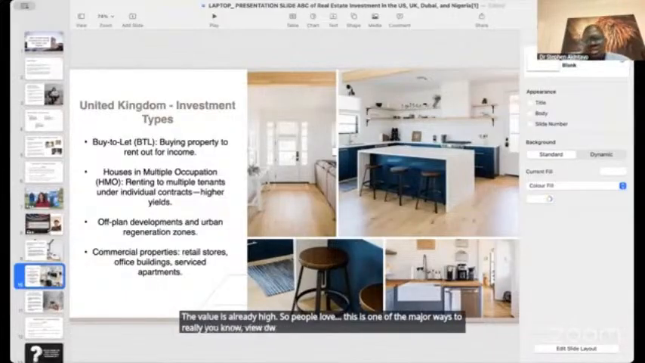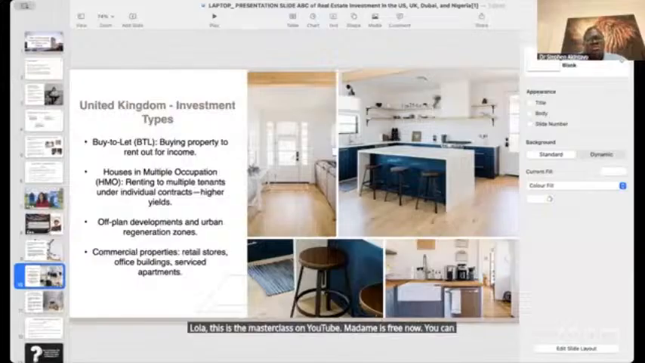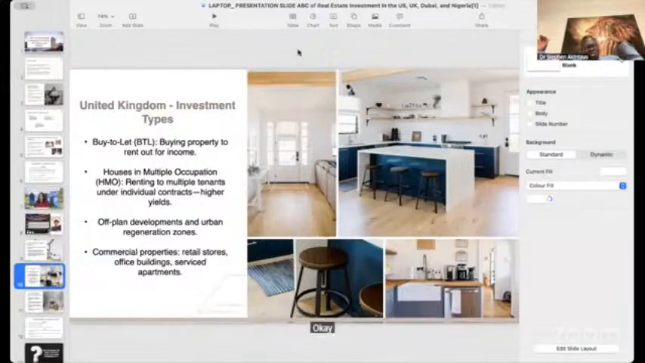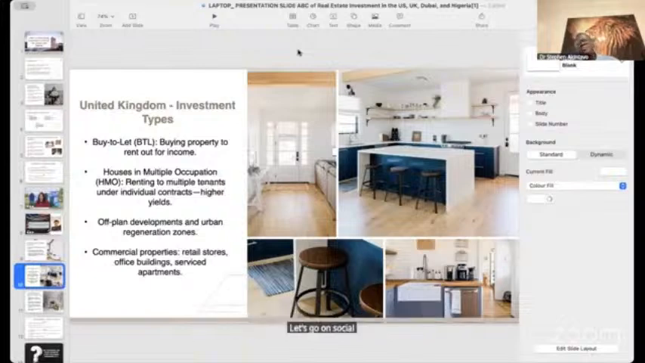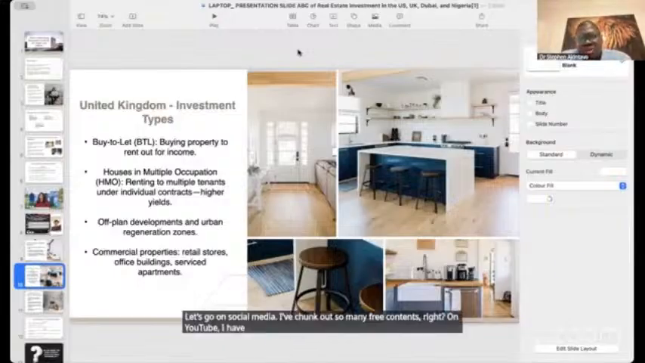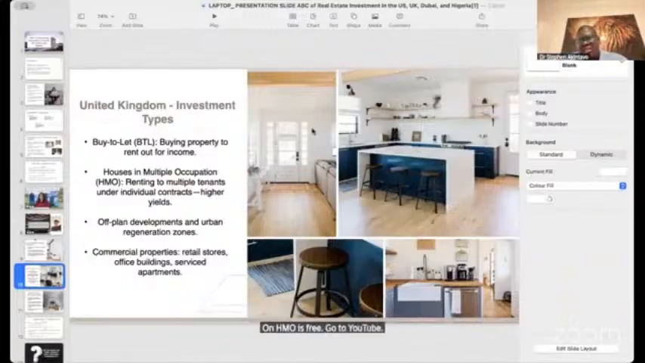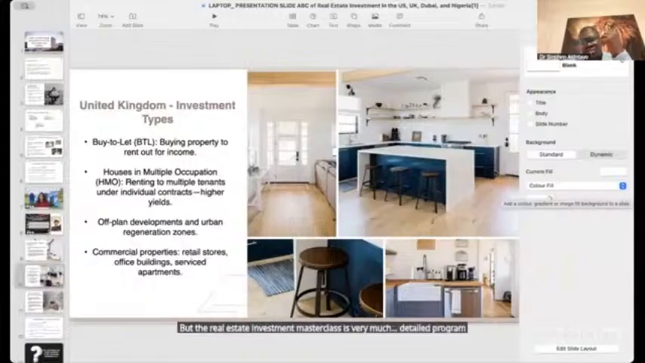Lolade says the masterclass on YouTube, madam, is free now. You can't expect every course I do to be free. It can't be on YouTube because it's a paid class. That's one of the things that frustrates me a bit with my followers, particularly on social media. I've chunked out so many free contents. On YouTube, I have some courses free on HMO. It's free, go to YouTube, Dr. S. Akintayo is there. But the real estate investment masterclass is a very detailed program and it's paid.